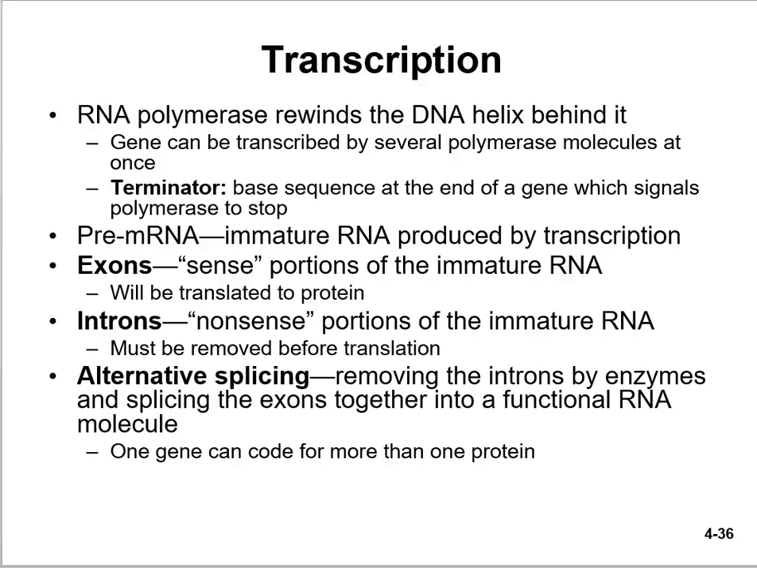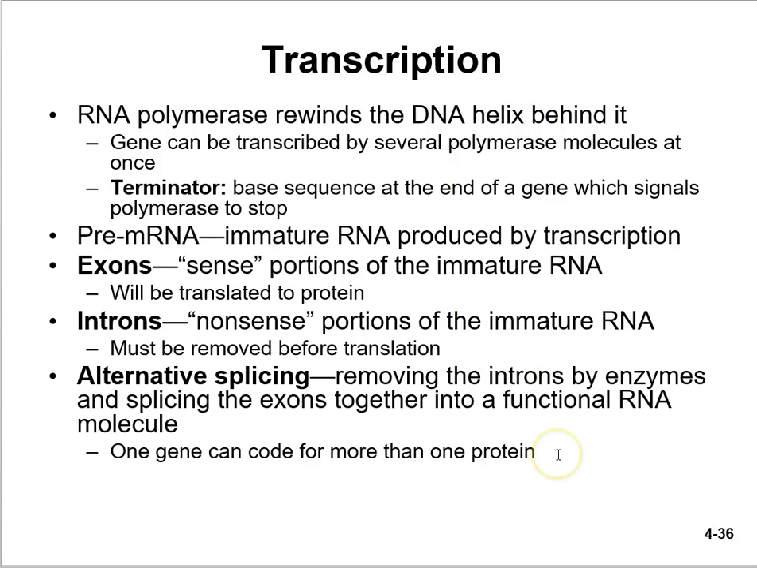First of all, the exons are the useful part that actually code for amino acids. So that's the sense portions of the immature mRNA. We're going to keep those. Those will go on to be codons that are translated into proteins. But remember, there's a lot of nonsense or junk portions to DNA that mRNA just copied. So we need to get rid of those parts. We need to remove those. Those are called introns.